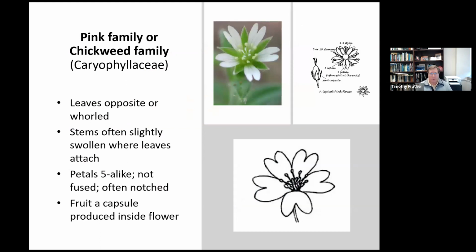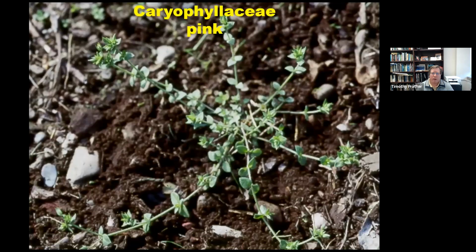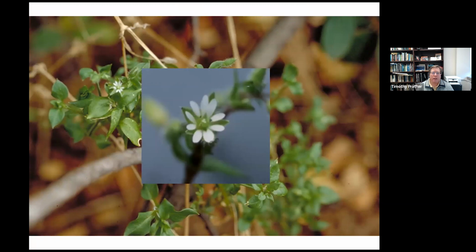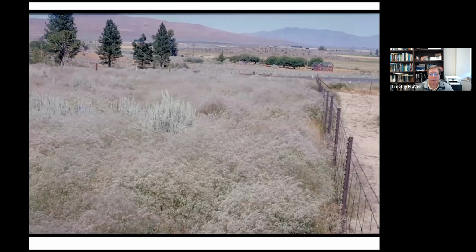Another one that's interesting is the chickweed family. Those leaves are always opposite or whorled, and they often have a slightly swollen section where the leaves are attached. Petals are usually 5, and they all look alike. So here's just a little chickweed here. Most of these don't end up on our noxious weed list, but they are plants that are really quite commonly found.